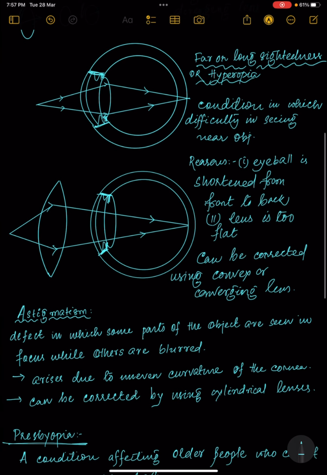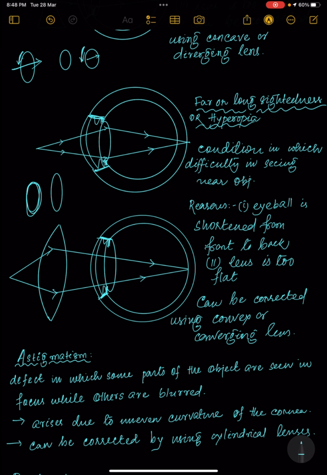Now we'll discuss far-sightedness, hyperopia or long-sightedness. It is just the opposite situation of short-sightedness. In this condition, we have difficulty in seeing near objects, and the reason is just the opposite. Long-sightedness means the eyeball will be shortened from front to back. It will be common in every statement, front to back.